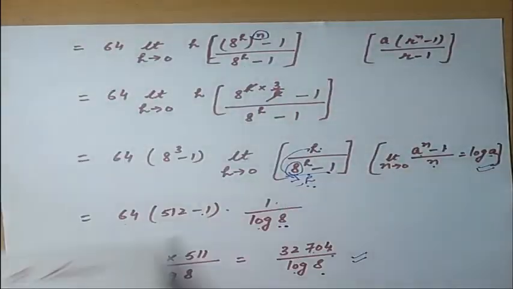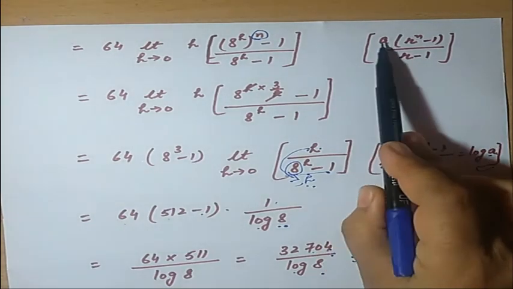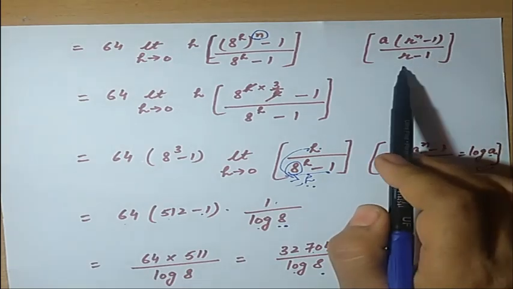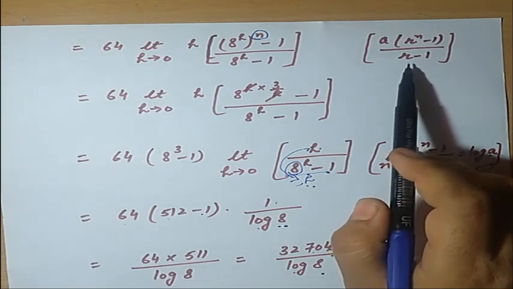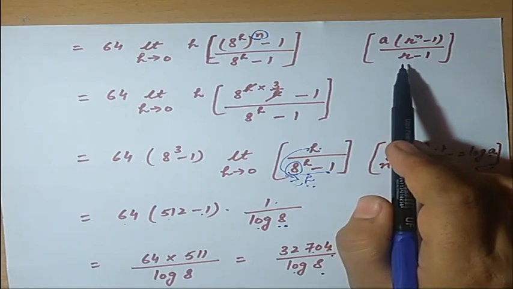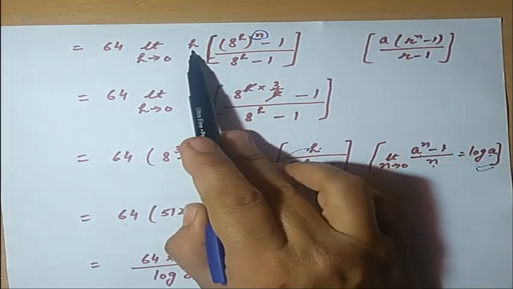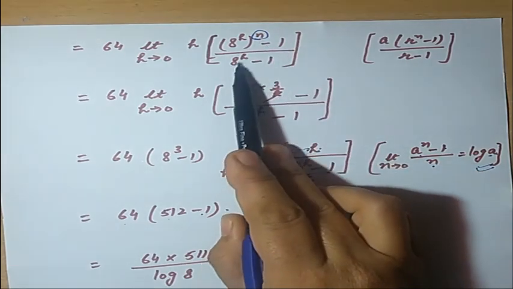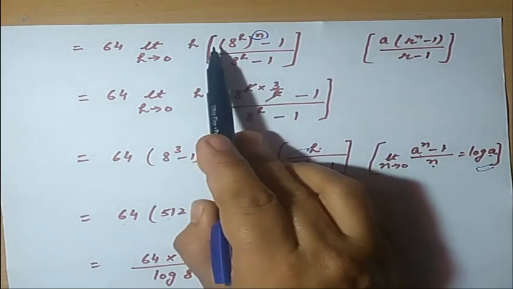So we will apply the GP formula. We have a GP formula for the sum term: a times r raised to power n minus 1 upon r minus 1, and r is the ratio. We have already found that r is 8 raised to power h. Now we put the value here: 8 raised to power h to the n minus 1 upon 8 raised to power h minus 1. The value of a is 1 there.